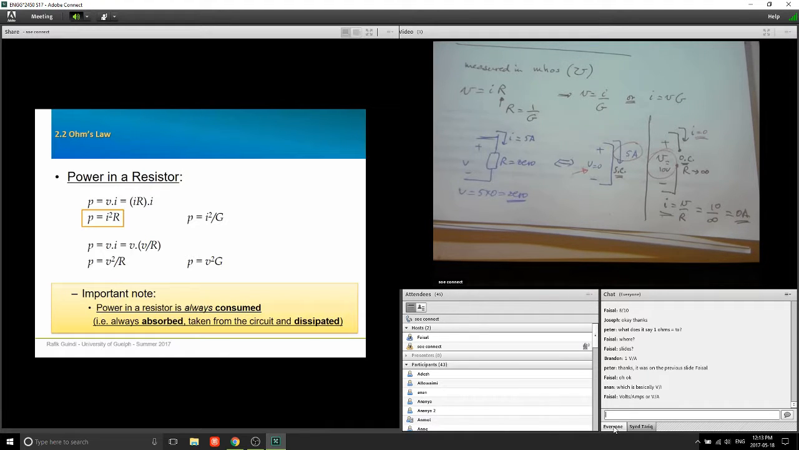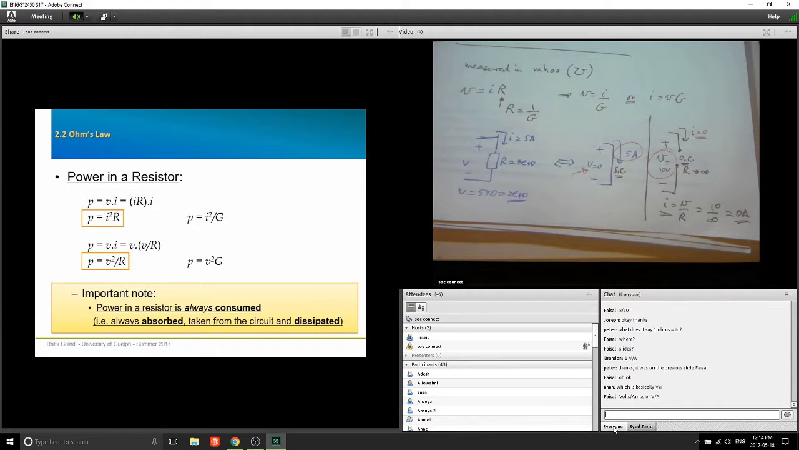We can also use this other substitution in here, because we could also say P equals VI, and I'm going to leave the V and replace the I by V over R, so I end up having V squared over R. They're the same. It should give you the exact same value of power. So there you go. You have the power equals VI, that's the generic formula. In a resistor, you could use I squared R or V squared over R. V, in this case, obviously, is the voltage across that particular resistor. Okay?